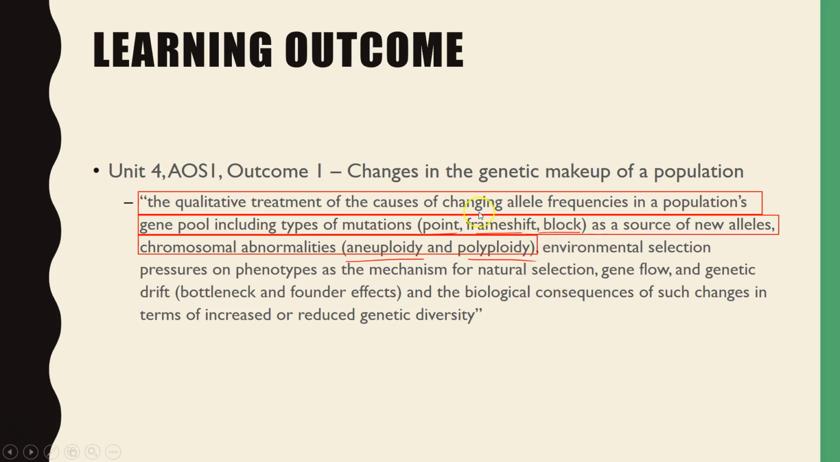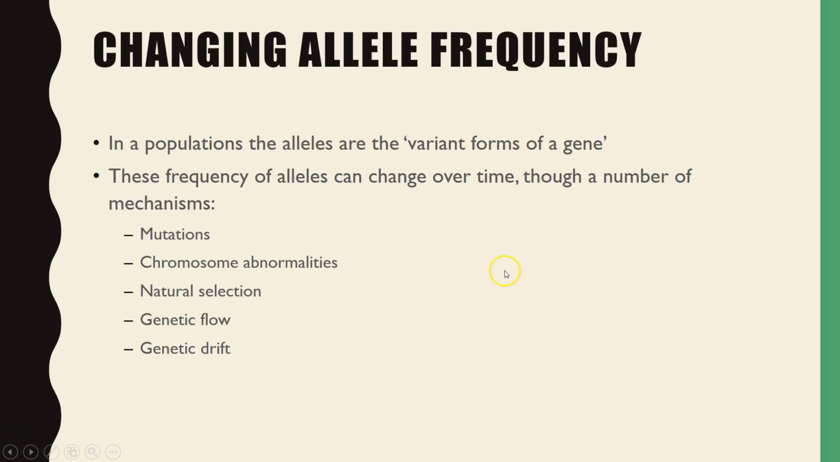So by the end of the lesson, you should be matching your knowledge against this dot point to ensure that you've understood the particular content for the relevant part of the study design. So in a population, we have alleles, and alleles are known as variant forms of a gene. As you know, the frequency of alleles can change over time, and this is through a number of mechanisms, and we're going to be looking at these two today: mutations and chromosome abnormalities. These will be covered in the following lesson.